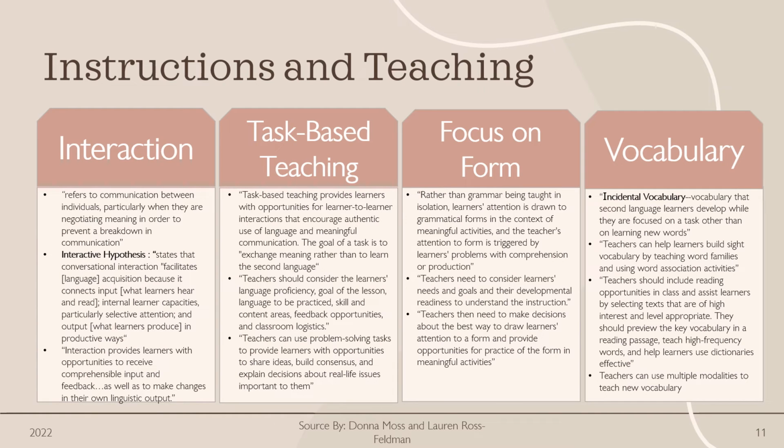So based upon the motivations that we looked at from the previous slide, Moss and Feldman provided instructions and teaching strategies that can be implemented in classrooms for adults. This slide is hefty, but I'm just going to summarize the 4 key points that are mentioned in the source: interaction, task-based teaching, focus on form, and vocabulary.